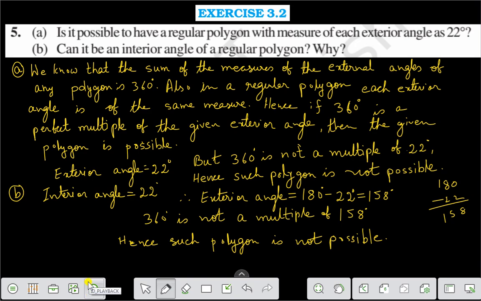Here you see that the exterior angle is 22 degrees, but 360 degrees is not a multiple of 22 degrees, hence such a polygon is not possible. Here it is given the interior angle is 22 degrees, therefore the exterior angle will be 180 minus 22, that is 158 degrees. Again 360 degrees is not a multiple of 158 degrees, therefore such a polygon is not possible.